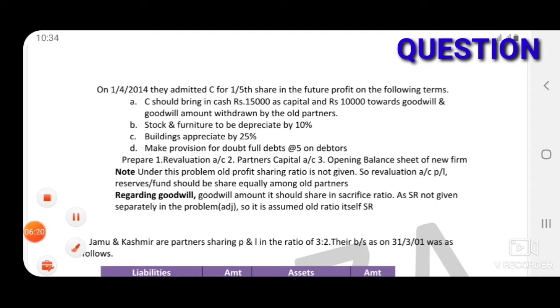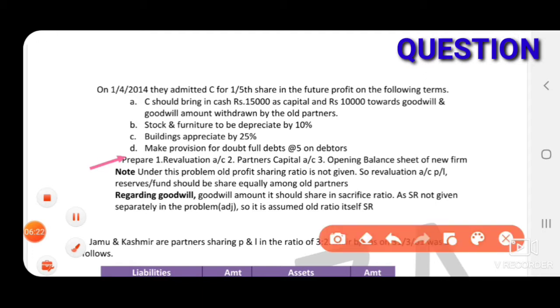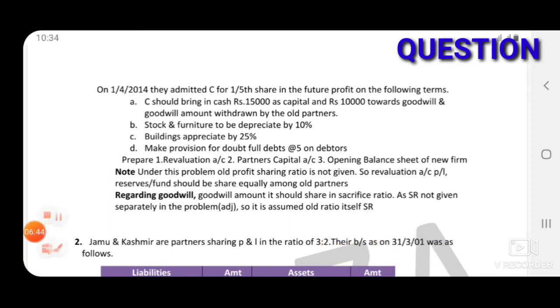Now, prepare revaluation account, partners capital account and opening balance sheet of the new firm. So these are the accounting steps here. For a 12 marks question we compulsorily have to work out these steps. Now, key points.